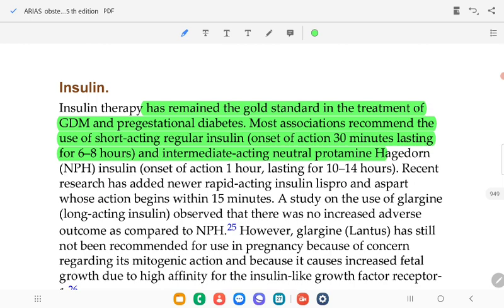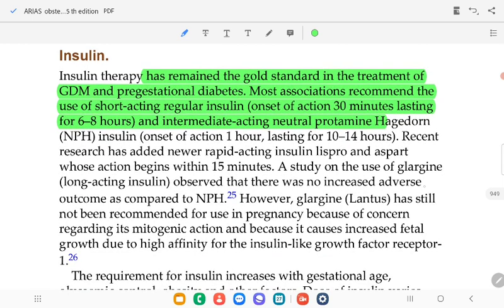Insulin therapy remains the gold standard in the treatment of GDM and pre-gestational diabetes. Most associations recommend the use of short-acting regular insulin. Short-acting regular insulin has an onset of action of 30 minutes, lasting for 6 to 8 hours. Intermediate-acting neutral protamine Hagedorn, NPH insulin, has an action onset of 1 hour and lasts for 10 to 40 hours.